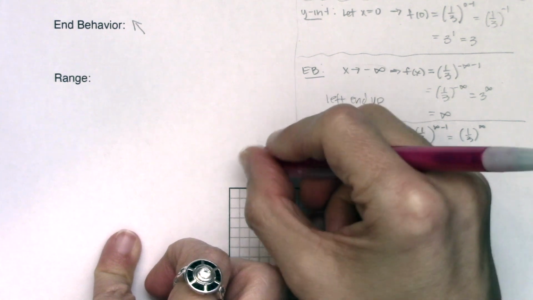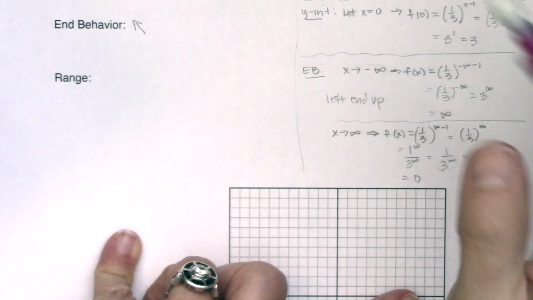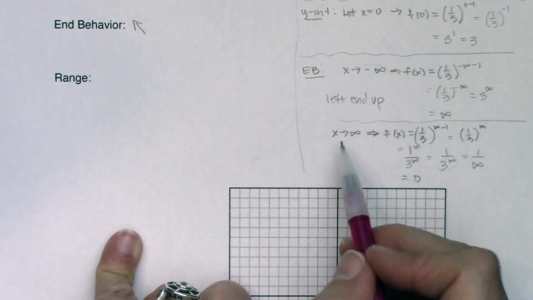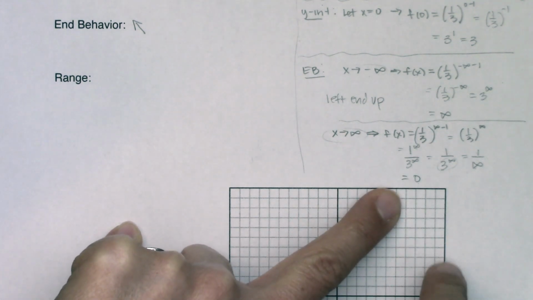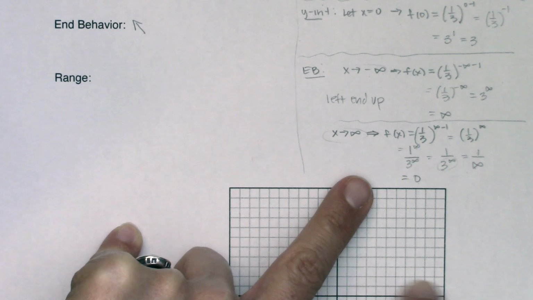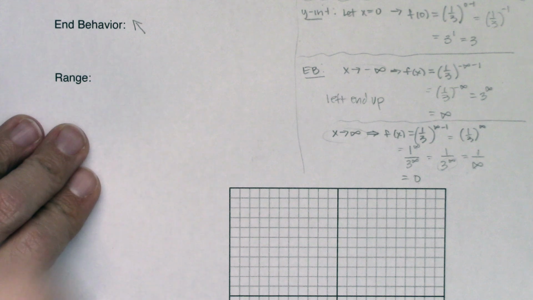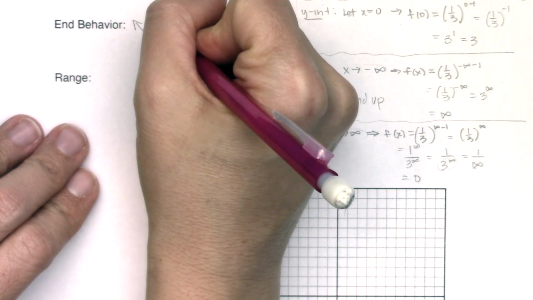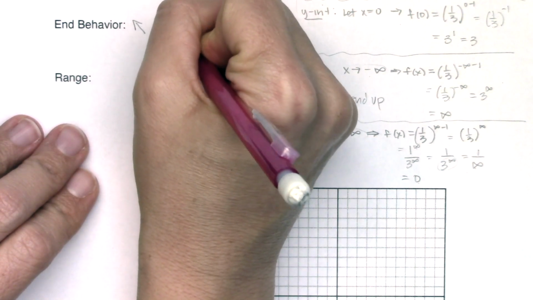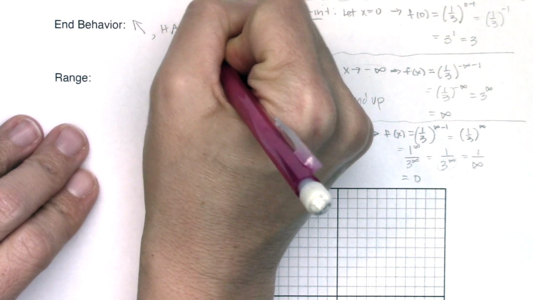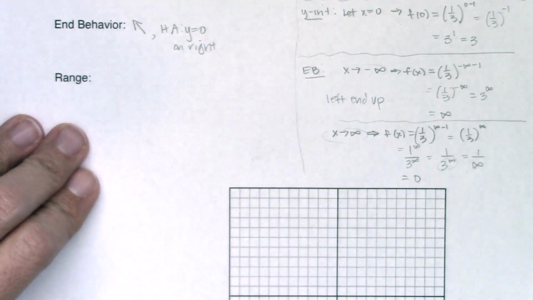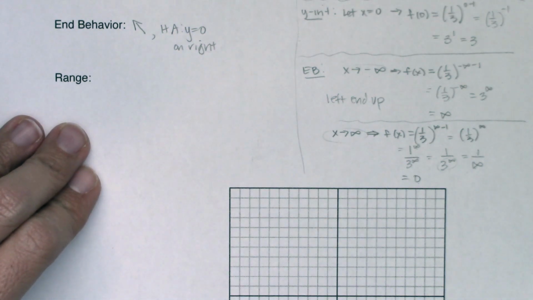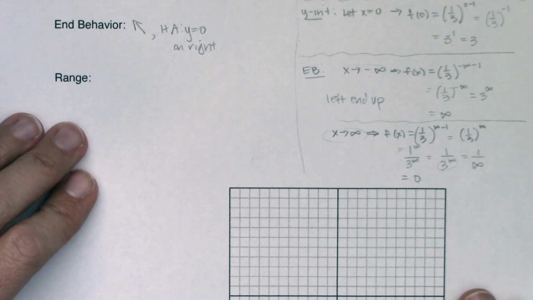All right, so let's think about what this means in terms of end behavior. If x is going to infinity, that means we're going right and the y values are going to 0. So they're going to this horizontal asymptote of y equals 0 on the right side of our graph. So I'm going to say here that we have a horizontal asymptote, y equals 0, but this is just on the right. All right, and I'll go figure out what the range is in a moment. Let me go start to write this up.